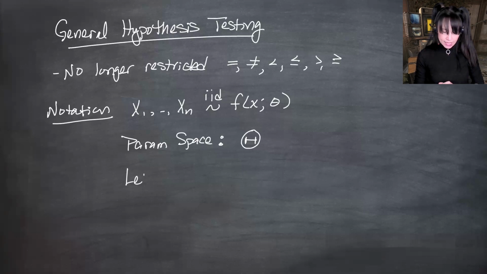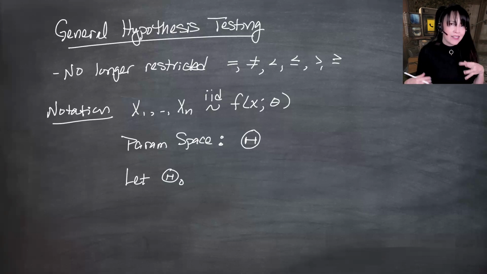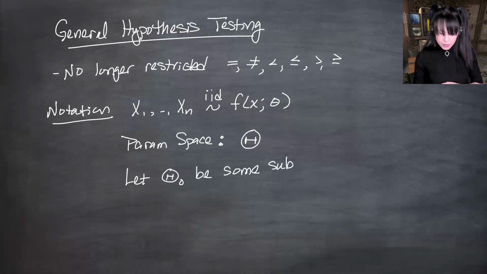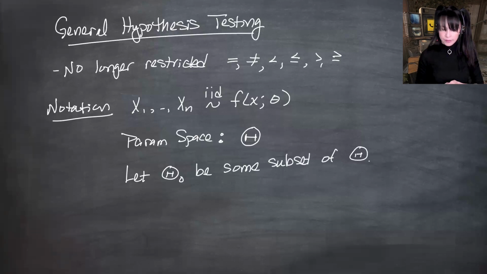Now I'm going to let this capital theta naught, because it's going to take a role in the null hypothesis. Remember, we use a theta naught and a theta 1. This is different because this is not a single parameter, but a whole set. But I'm going to let this be some subset of the space.